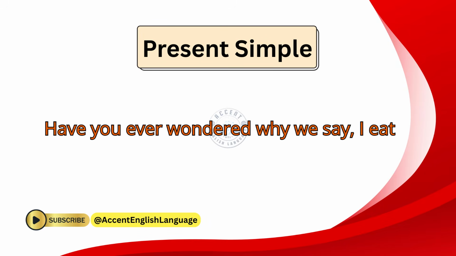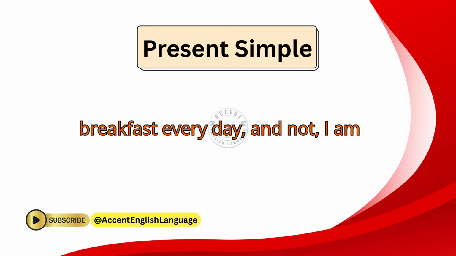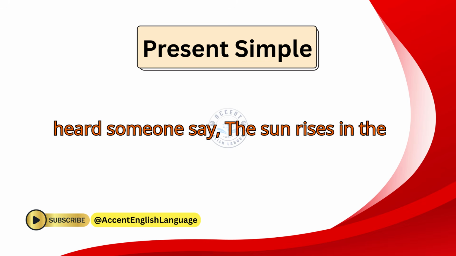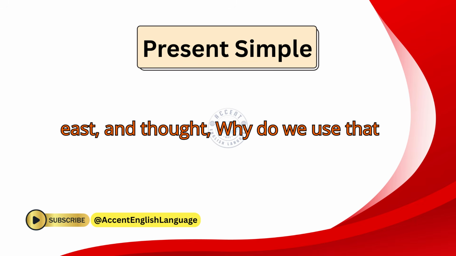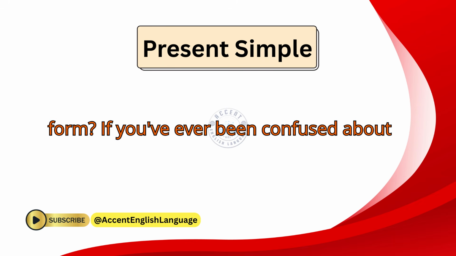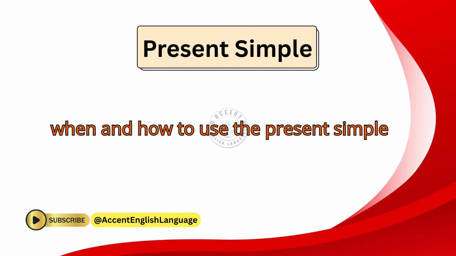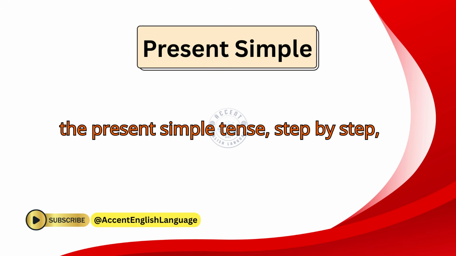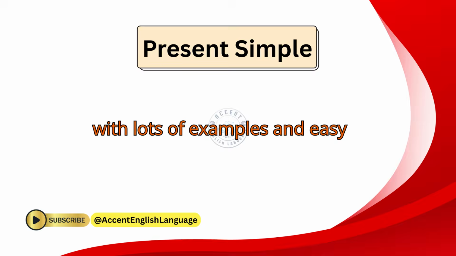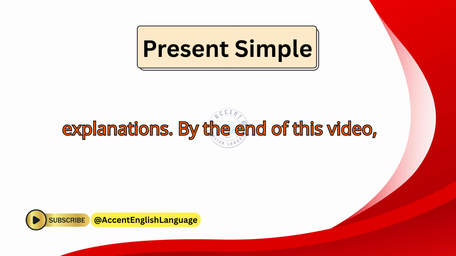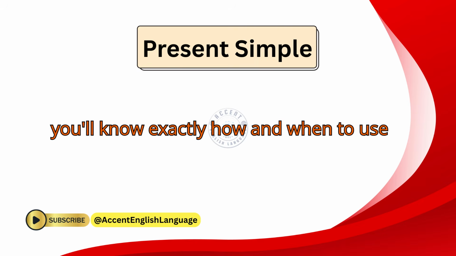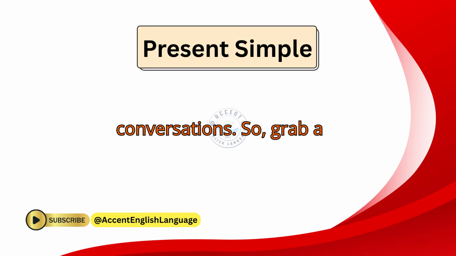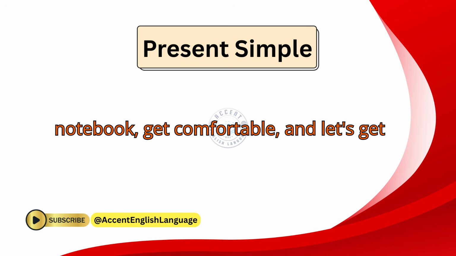Have you ever wondered why we say, I eat breakfast every day, and not, I am eat breakfast every day? Or maybe you've heard someone say, the sun rises in the east, and thought, why do we use that form? If you've ever been confused about when and how to use the present simple tense in English, you're in the right place. Today, we're going to break down the present simple tense, step by step, with lots of examples and easy explanations. By the end of this video, you'll know exactly how and when to use the present simple tense in your daily conversations. So, grab a notebook, get comfortable, and let's get started.